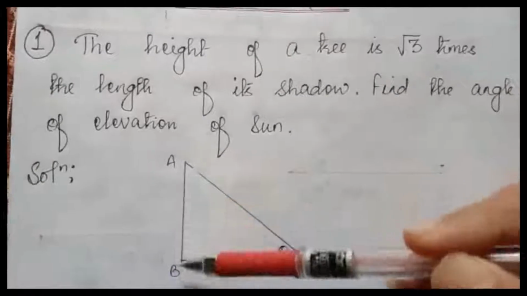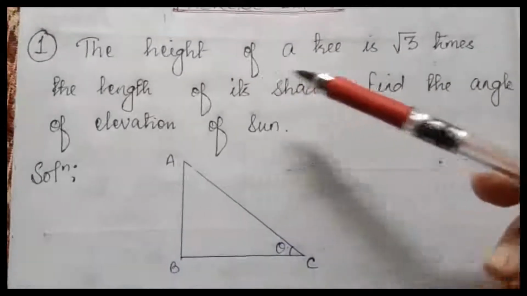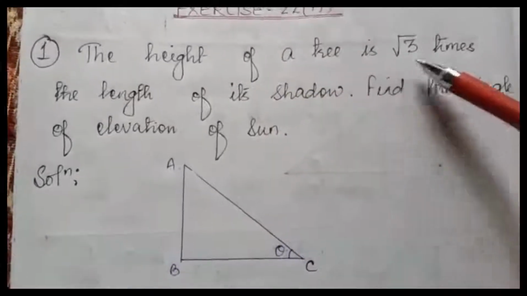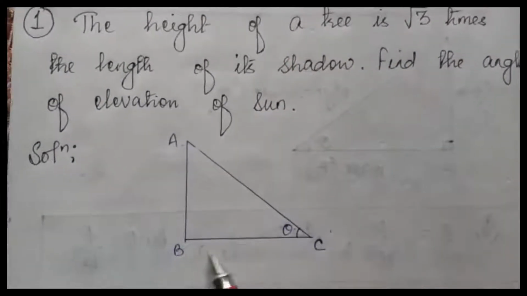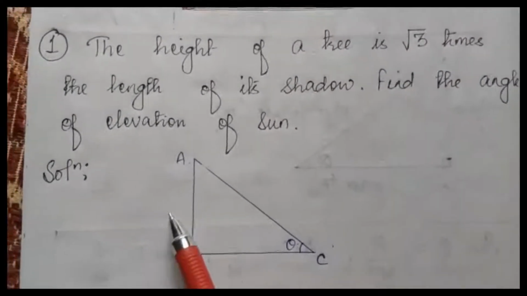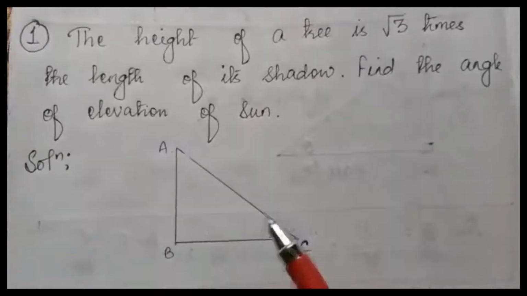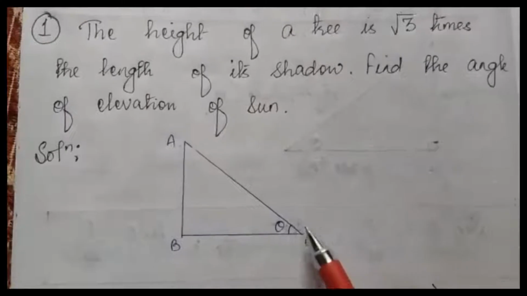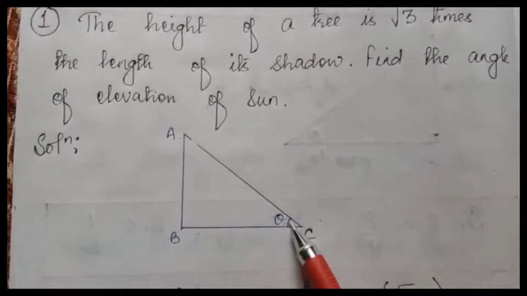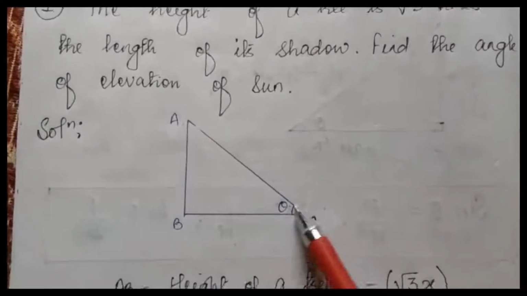AB is the height of the tree, and it is given that the height of the tree is root 3 times the length of its shadow. This is the shadow, okay. If you take this x, this will be root 3x. Then your question is, what is the angle of elevation of the sun? What is the value of theta? Here angle of elevation will be here, so you have to find the value of theta.